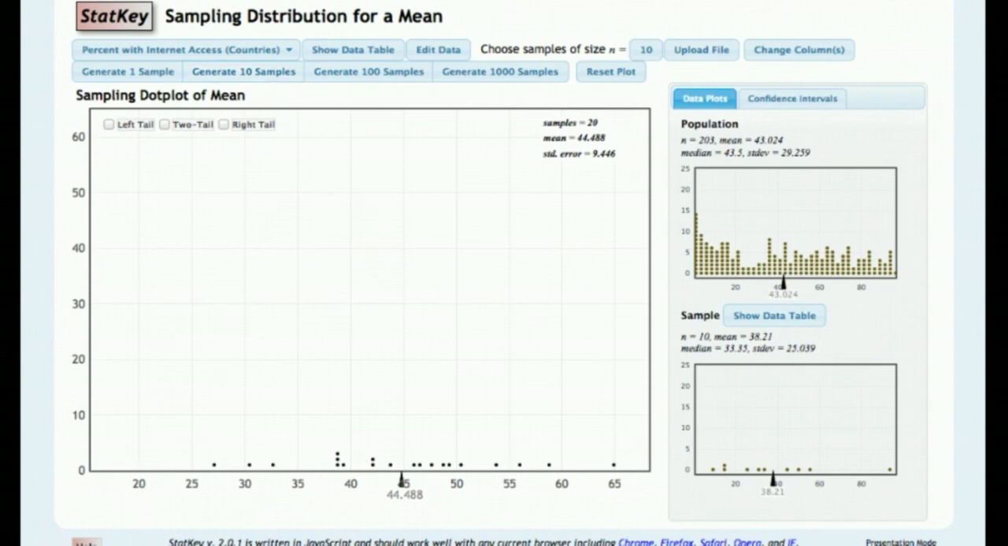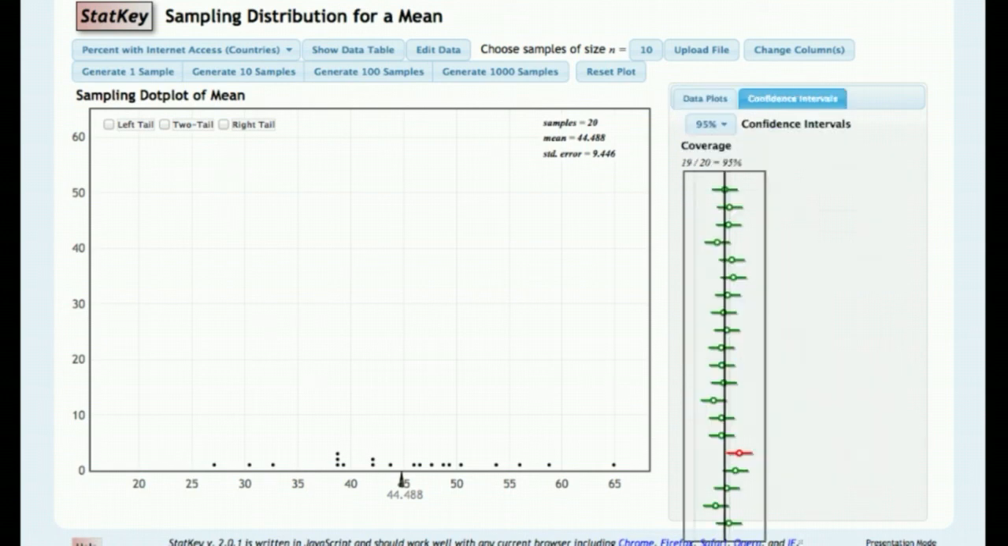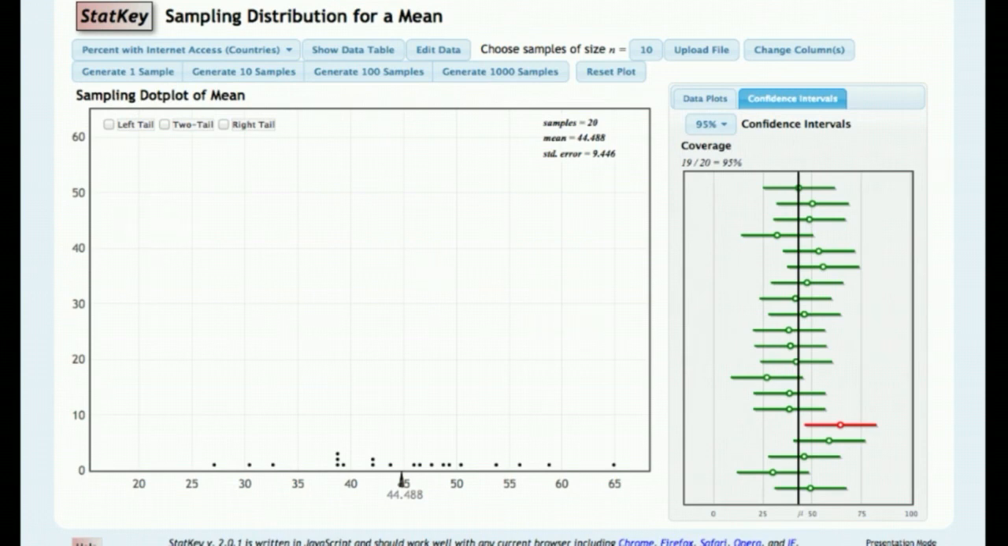And over here where we see the word population and we have a graph of our original population, notice that there's also two tabs above it. One says data plots, which is where we are right now. Click on the one that says confidence intervals, and you'll see that for each of the samples we just generated, we now have a confidence interval. If all of yours are green and cross that center line, then go ahead and just reset your plot and start over so that you at least get one or maybe two that miss.